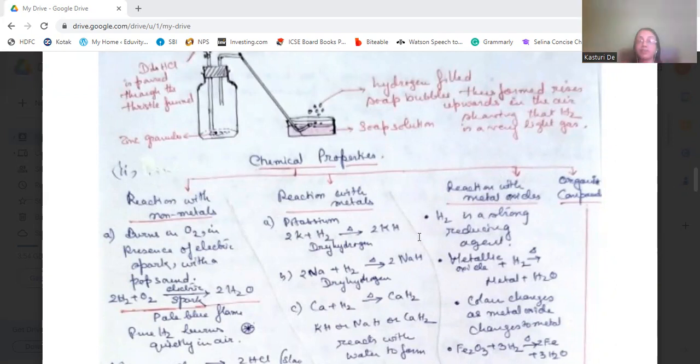But when there are no impurities in hydrogen, when it is pure hydrogen, what will we get? The burning of hydrogen will be very quiet in the air. The hydrogen will burn in air very quietly. Clear?